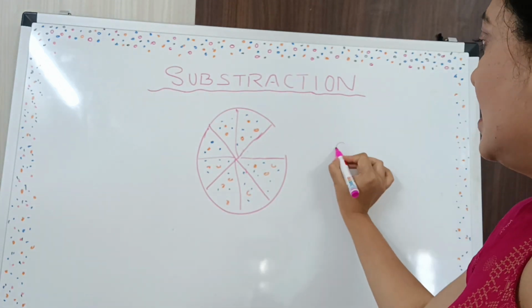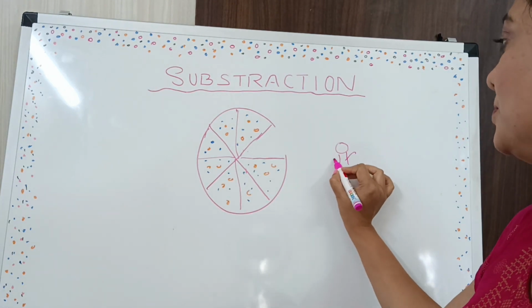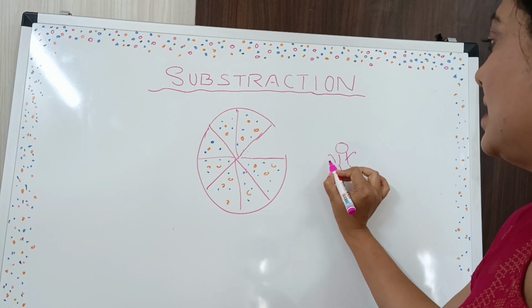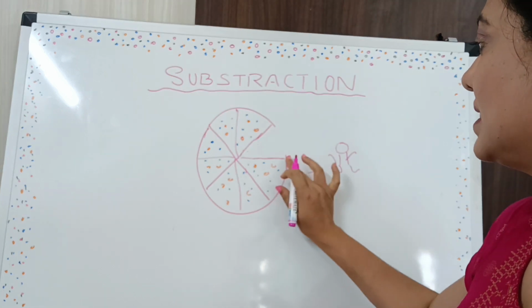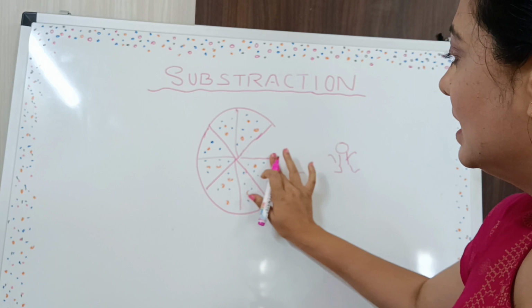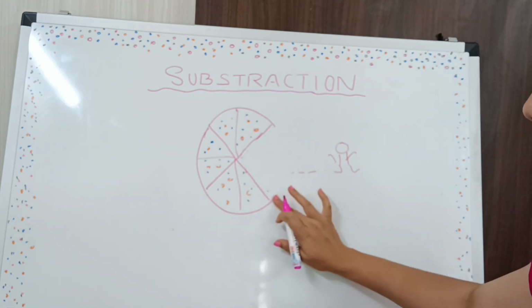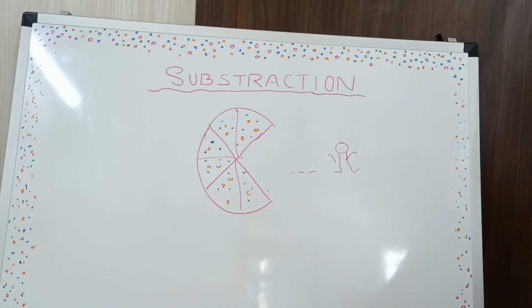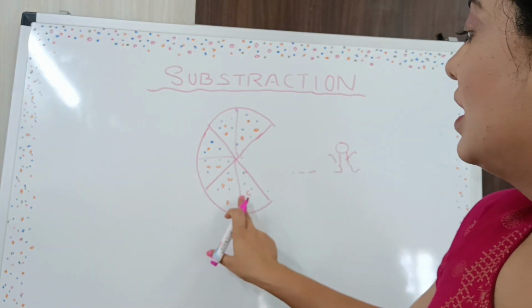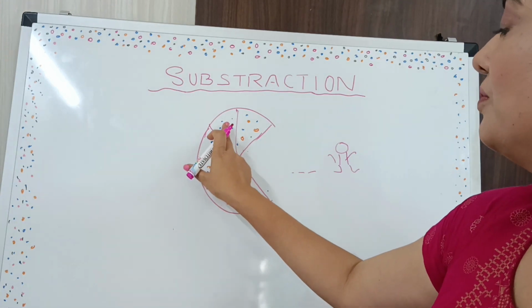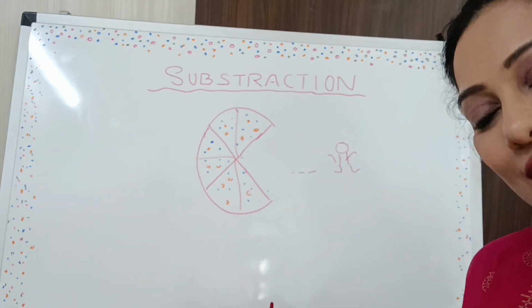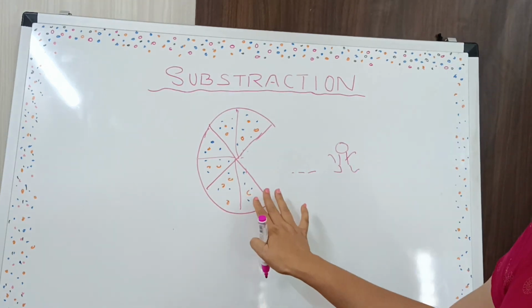Now another boy, who is your best friend, comes and takes a piece of pizza. Now it is also removed from your pizza plate. Now how many pieces are left? 1, 2, 3, 4, 5, 6. Only 6 pieces of pizza left.